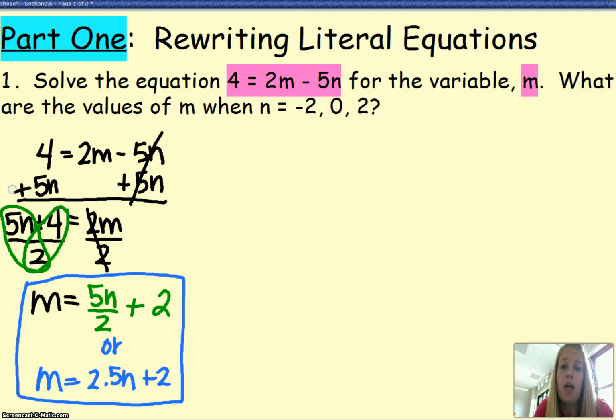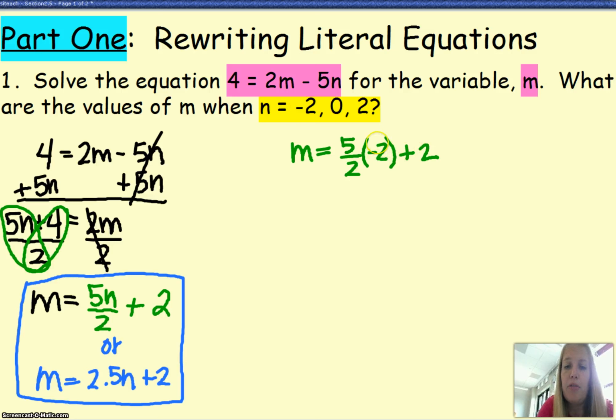So that's part 1. Part 2 says, what are the values of m when n equals negative 2, 0, and 2? So what we're going to do is substitute in, and I'm going to use our first equation here, m equals 5 over 2 times, and then n is negative 2, plus 2. So all I did was I took the value that they're giving me, negative 2, and I'm plugging it into my equation. You could do it here or here, and I'm going to simplify. So 5 over 2 times negative 2, these cancel out. I'll be left with negative 5 plus 2, so m equals negative 3.